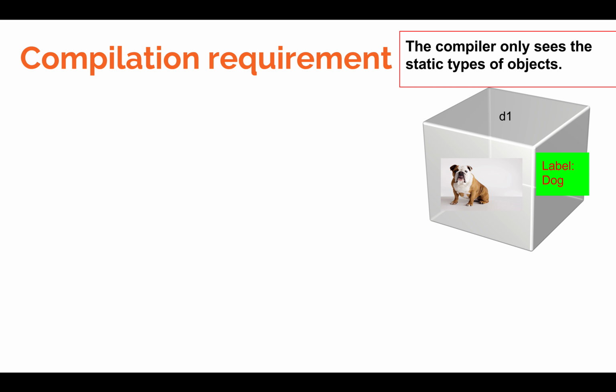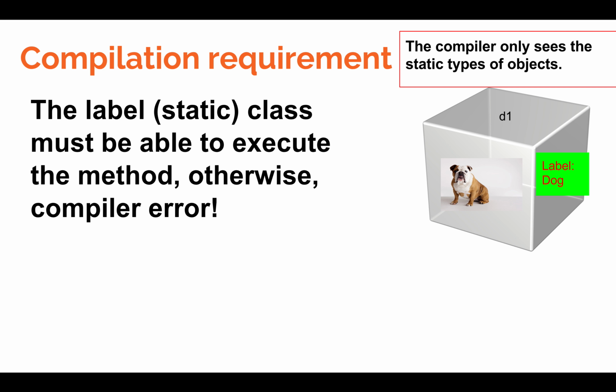Compilation requirement. So I put that thing in a red box just so that it's there in the rest of your life. Just remember it forever. The label, which is the static class, must be able to execute the method. What do I mean by this? Examples coming up, but just know this. The label class or the static class must be able to execute the method, otherwise it's going to be a compiler error. Why is this? Because the compiler can only see the static type of the objects. Okay? All right. Question?